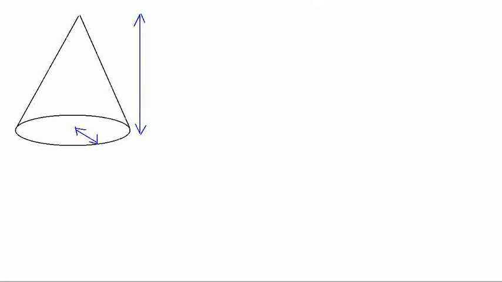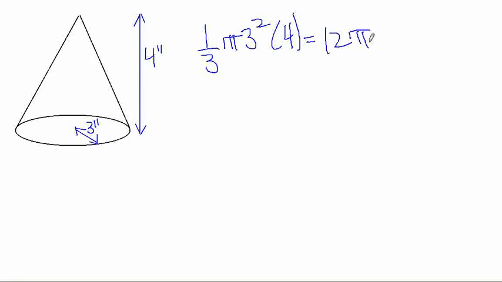So give me a minute to finish my picture. So a height of 4 inches and a radius of 3 inches. Let's determine the volume and the surface area. For the volume, I'll do 1/3 pi 3 squared times 4, and that will give 12 pi cubic inches.